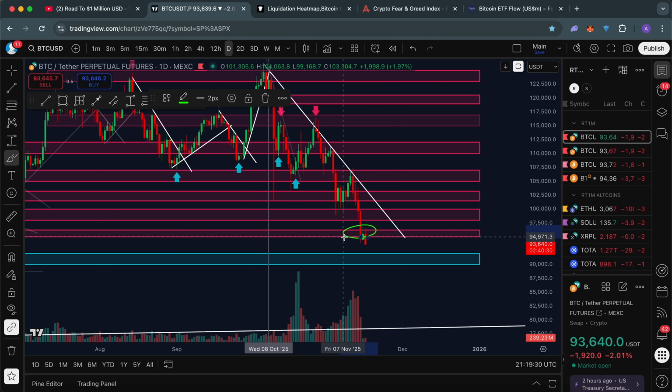So first of all, right now you can see that we are getting yet another rejection, in this case from this area of resistance sitting from 95,000 all the way up to 96k. That means that on this 1 day time frame, the next area of support to the downside is already sitting from 92 all the way down to 90,000.